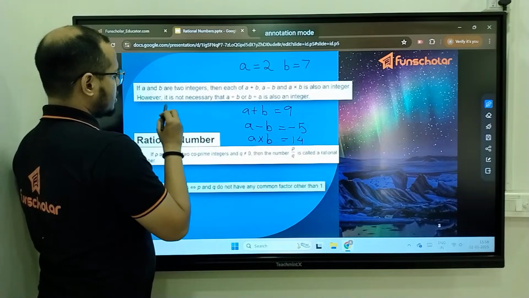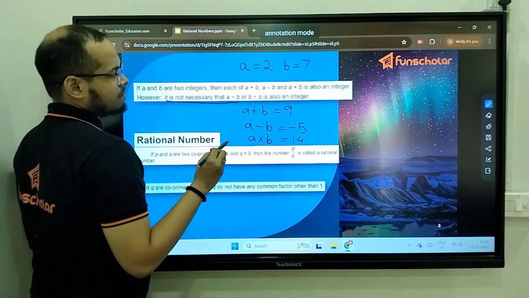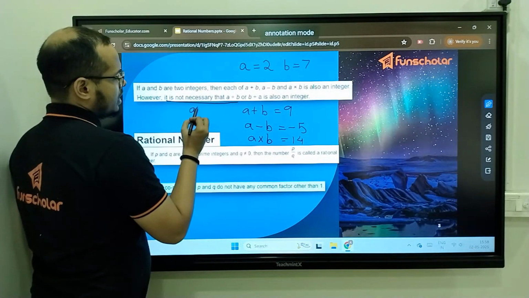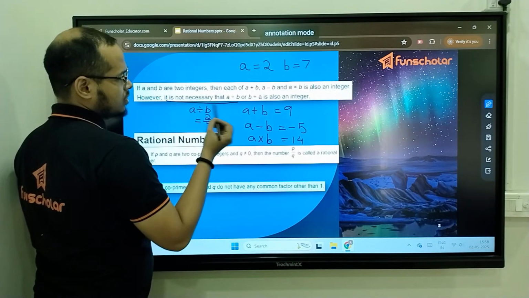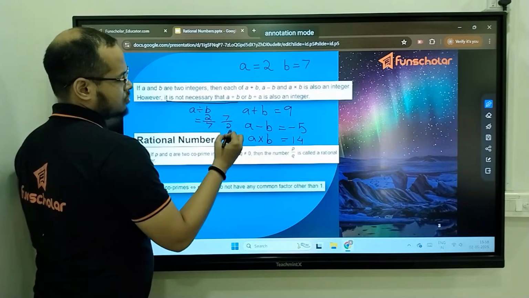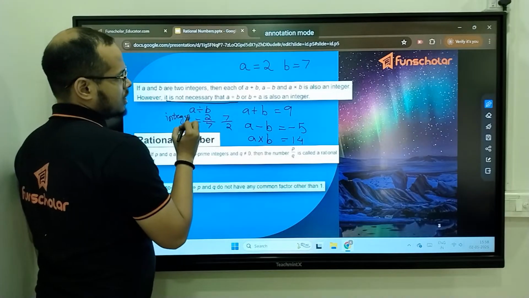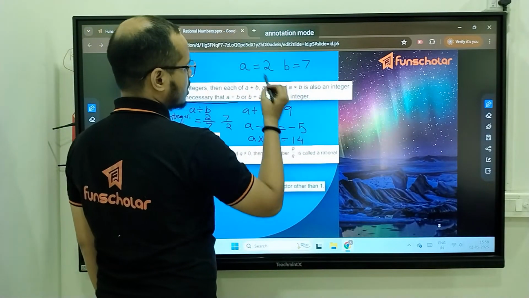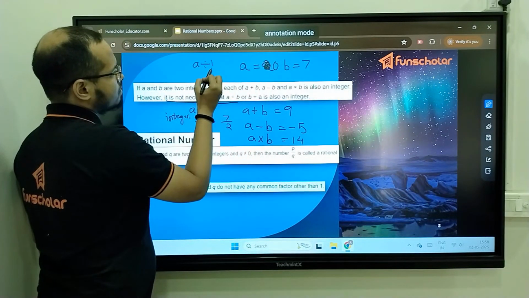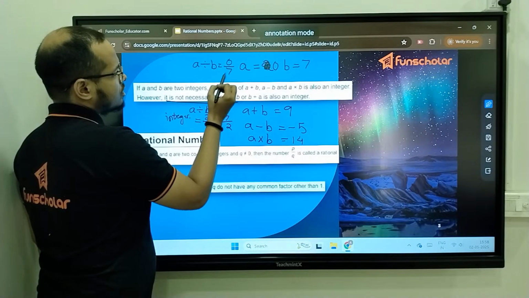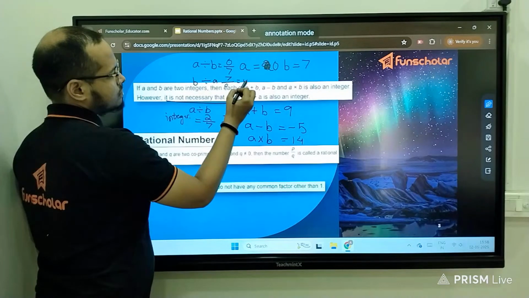Okay, and it is not necessary that a divided by b or b divided by a is also an integer. So a divided by b, in this particular case, is 2 by 7. Okay, b divided by a is 7 by 2. But if I write here in place of a 0, and now we divide, 0 by 7 is 0, but 7 by 0 in case of b divided by a will be undefined.